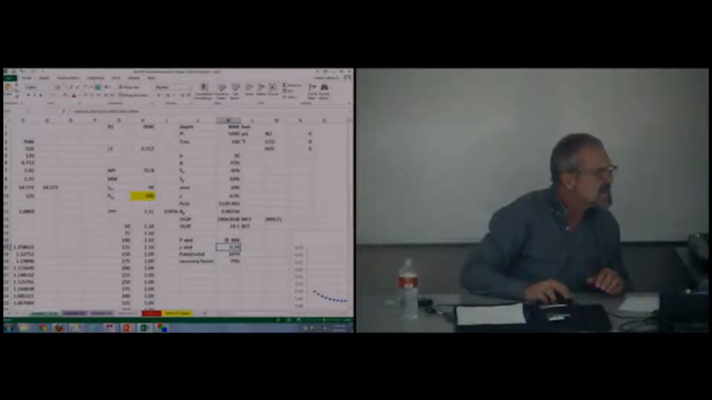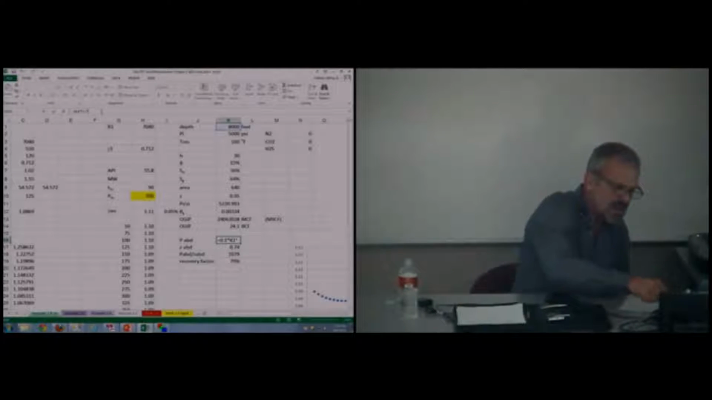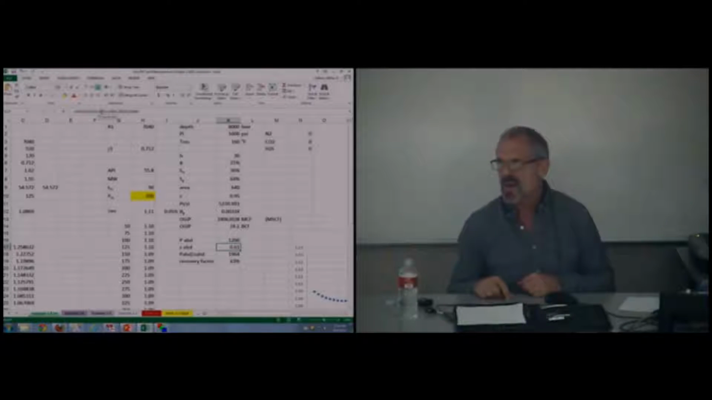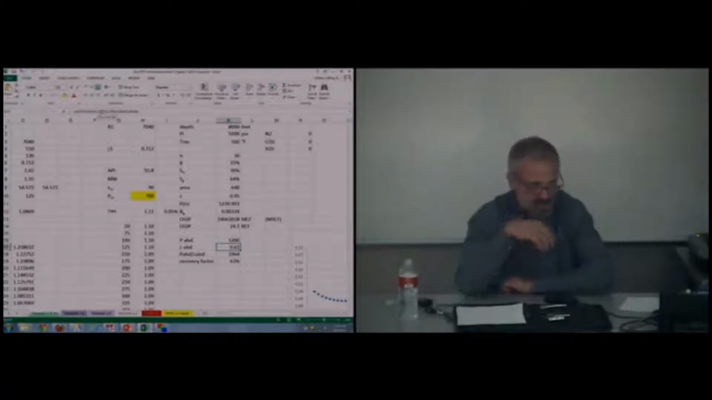So let's take that and then bump it times 1.5, just to handle some kind of minimum rate friction and some bottom hole flowing pressure. And see, already we're up to an abandonment pressure of 1,200 PSI and a recovery factor of 63%. It's kind of fun to play around with the numbers.